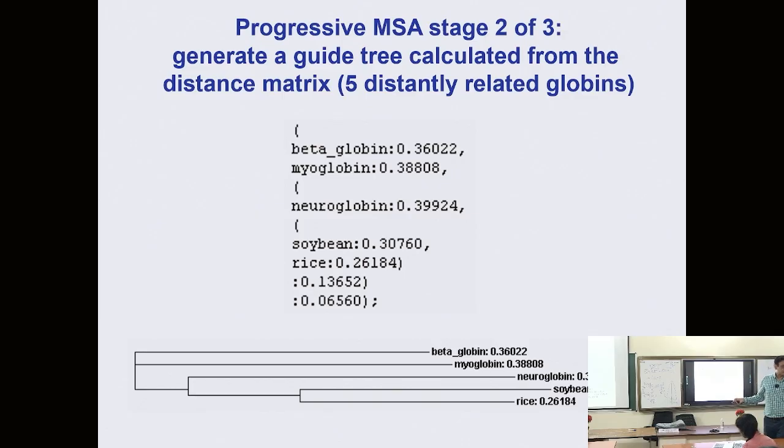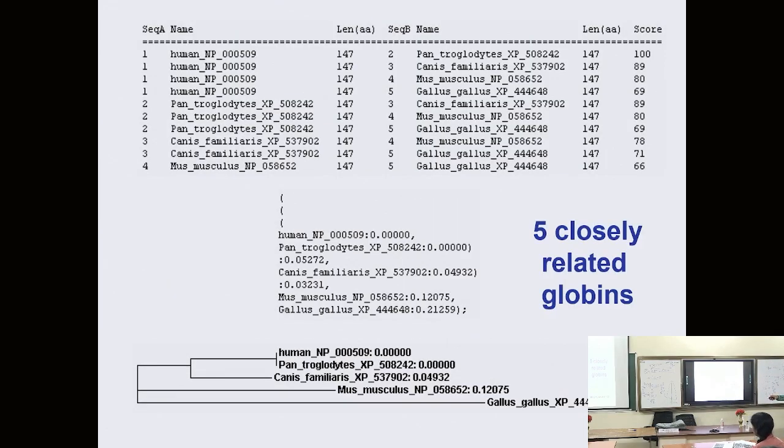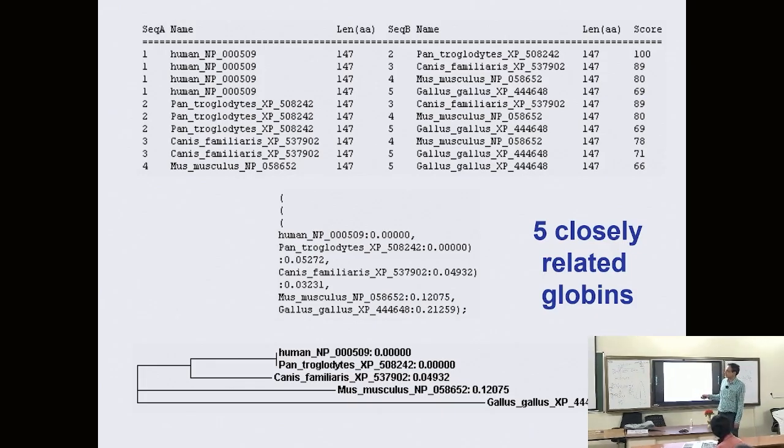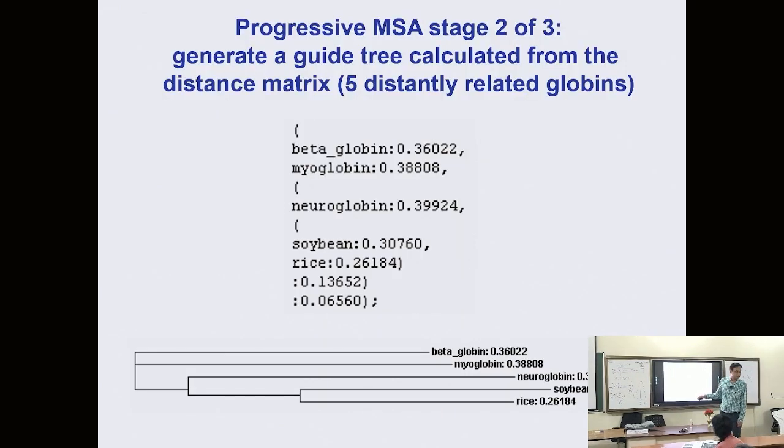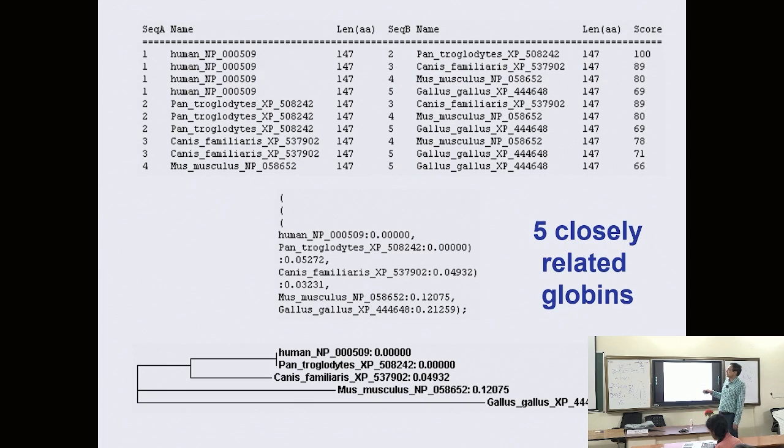So this is a guide tree. Okay. So, a guide tree for 5 closely related globins. These are closely related, so you can see that the branch lengths are smaller compared to these. These are distantly related. Okay. These are highly divergent. Okay.